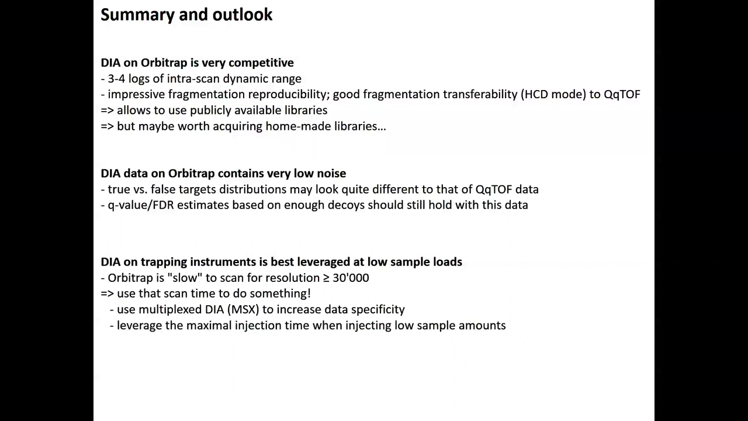This is my personal take on the machine. The DIA Orbitrap instrument is best leveraged, in my point of view, at low sample load, where you should do something during the scanning time. The Orbitrap is slow at scanning, especially if you go for resolution 30,000 or higher. You will spend 64 milliseconds or 120 milliseconds just scanning, and during this time, don't waste the ion beam.